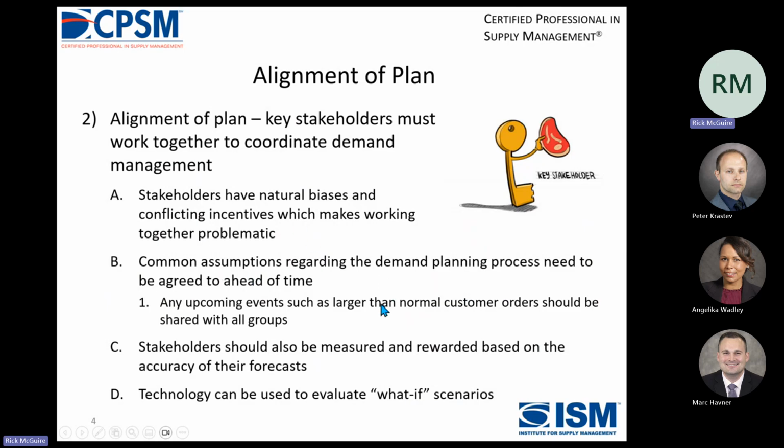Common assumptions regarding the demand planning process need to be agreed upon ahead of time. Events such as larger than normal customer orders have to be shared with the groups, especially those in purchasing and production, so you make sure you've got parts to build it. Stakeholders should also be measured and rewarded based on the accuracy of their forecasts. I don't think we do that here with our divisions, but accurate forecasts are tough to do. But you do need to measure them. And then you need what-if scenarios. If the forecast goes up, if the forecast goes down, what's the sensitivity there?